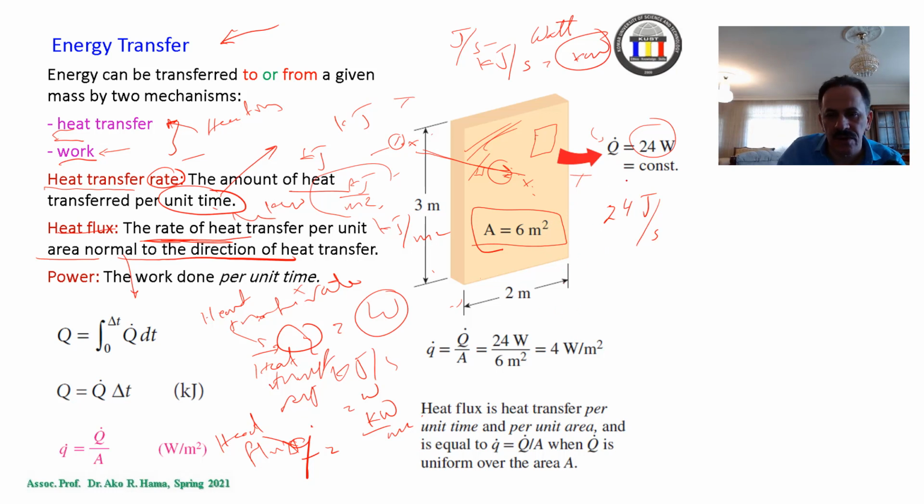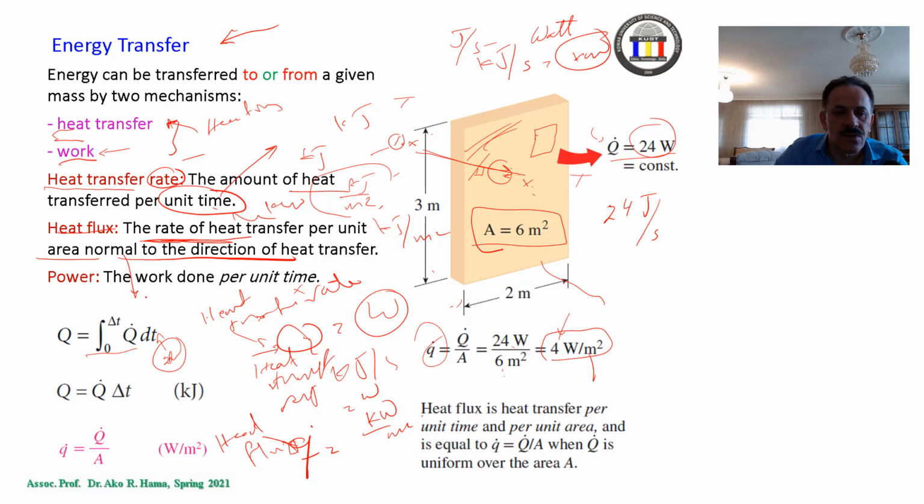That's the 24 watt divided by 6, which is 4. So each meter square of this area can help you to transfer 4 watt. That's called the energy flux, or heat flux, sorry. And after we know that there is a heat transfer rate of 24 watt, now it's time to know, for example, if I want to see for 2 hours, how much it will be.